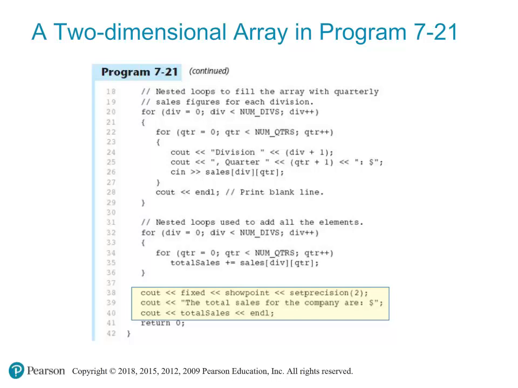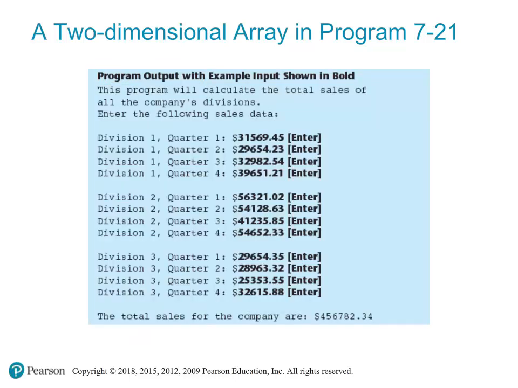Here we use the setprecision and showpoint manipulators to ensure the output is displayed as a floating point number with 2 decimal places. So a two-dimensional array combined with nested loops provides a powerful way to manage input and calculate multidimensional data. Here is the program's output. The program will prompt the user to enter the sales data for each division, each quarter, and then it will calculate the total sales and output the total sales.